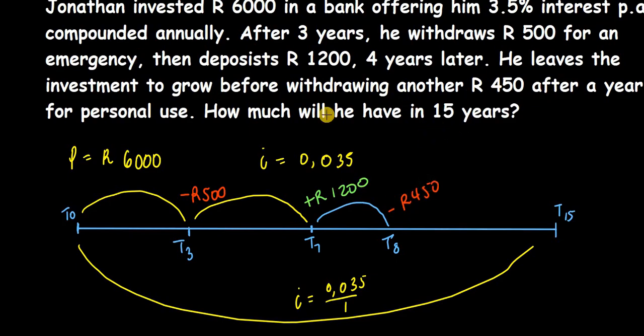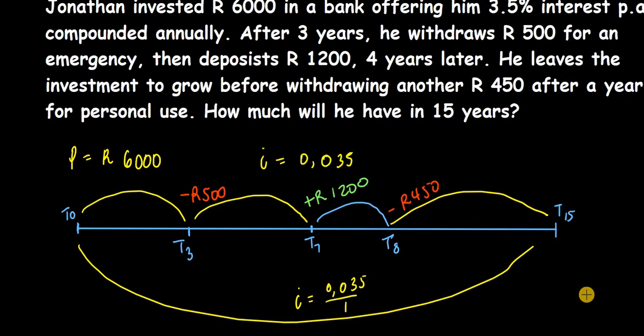Then what happened? He then left it. How much will he have in 15 years? That means he didn't do anything after that, because we were not told that there was something he was doing there. So we want to know now, how much will he have after 15 years? So guys, if you can do this, you'll be able to visualize your problem nicely, and therefore you can make calculations quite easy.